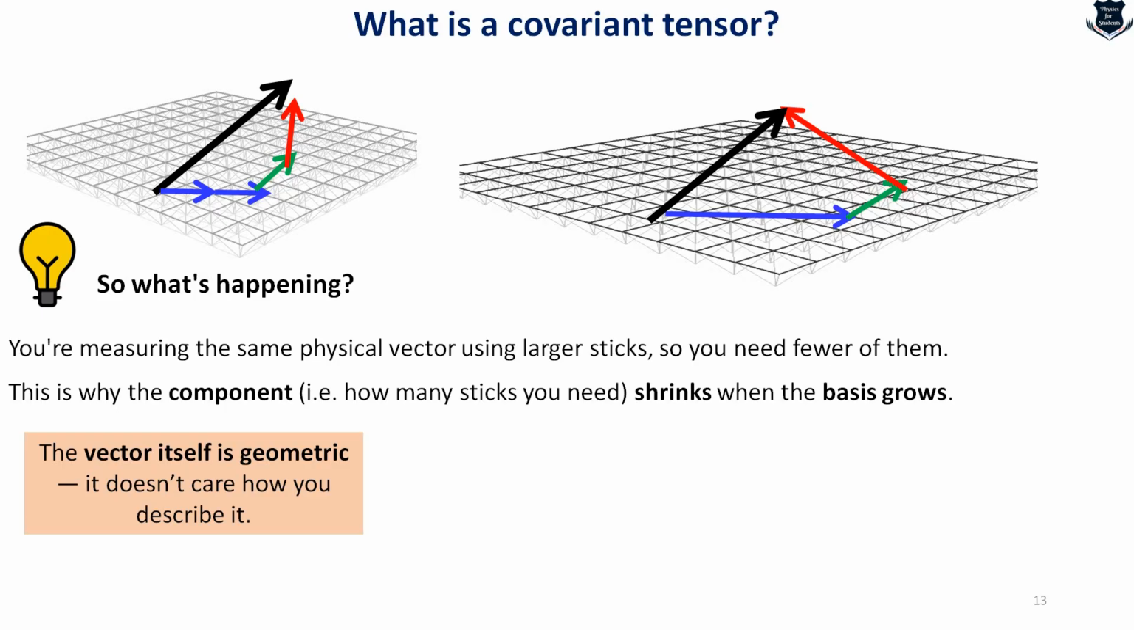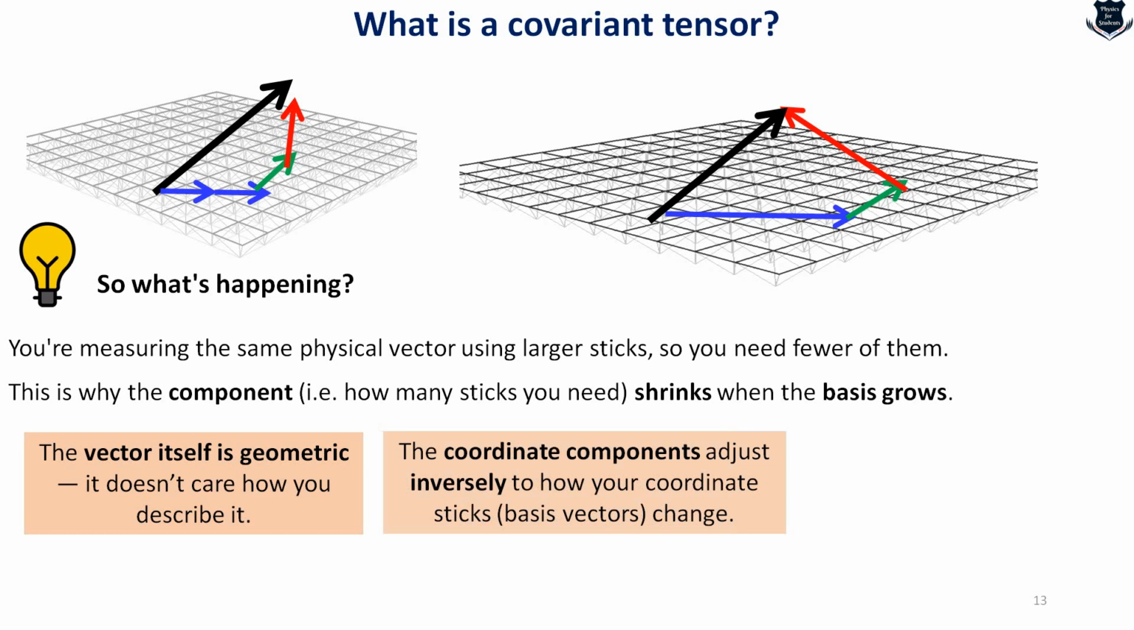You stretch the basis and the number of arrows shrinks. So the vector itself is geometric, it doesn't care about the coordinate. The coordinate components adjust inversely in how the vector changes, and this is how we denote v with the subscript of I. When we are putting the indices on the top, that means it is a covariant vector. When we are putting it below, it means contravariant vector.